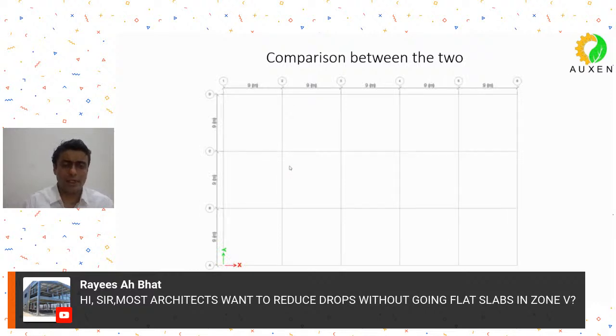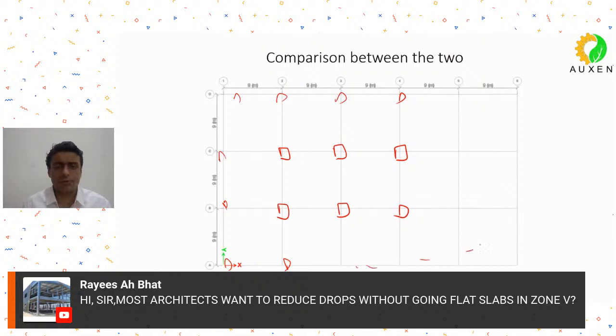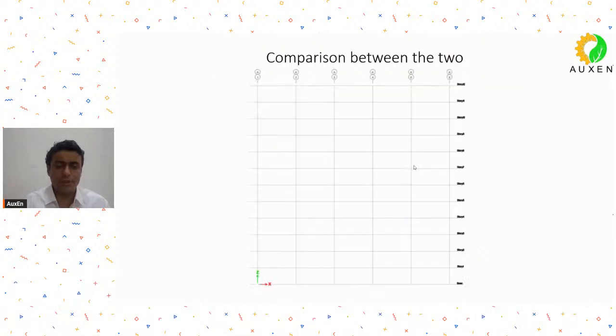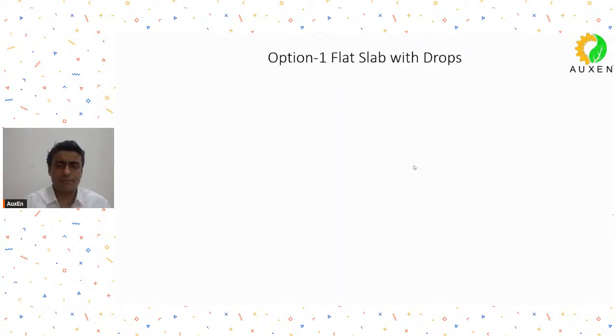This is the grid plan that we have chosen, and we have placed columns at 9 meters distance, center to center. So all these are columns, and it's a simple geometry because we want to understand a few things. So this is how the geometry would look like, and then this is the story details. So it's a G plus 10 system. So let's compare. The option one that I'm taking is flat slab with drops. In this case, we have a slab with drop panels below the slab at the column locations.